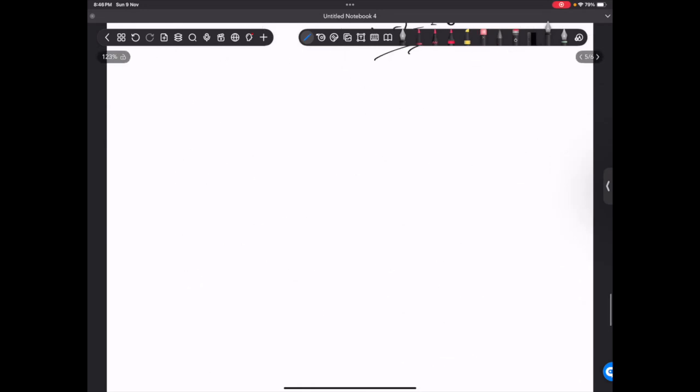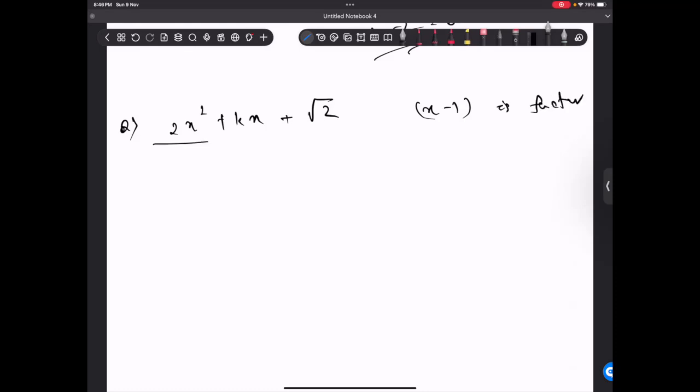Now in the same line of questioning, we can also resolve another question like this, wherein it says let's say the polynomial is 2x square plus kx plus root 2. Now determine, if x minus 1 is a factor of this polynomial, which can be denoted as p of x, then what will be the value of k?